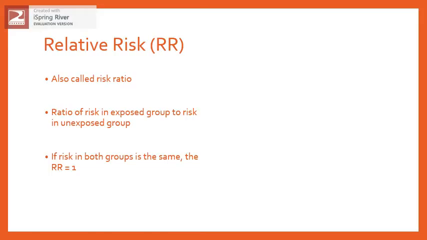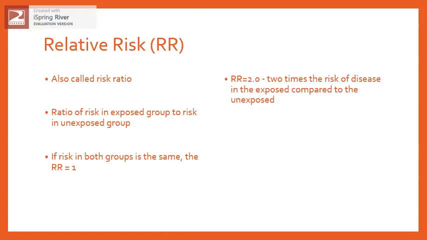Alright, let's move on and talk about relative risk. This is sometimes called the risk ratio. Both are conveniently abbreviated RR. I'm going to call it relative risk. But this is simply the ratio of risk in an exposed group to the risk in the unexposed group. So if the risk ratio is 1, that means the risk in the two groups is the same. Remember, epidemiology works in comparison. So we're comparing risk in exposed to risk in unexposed.